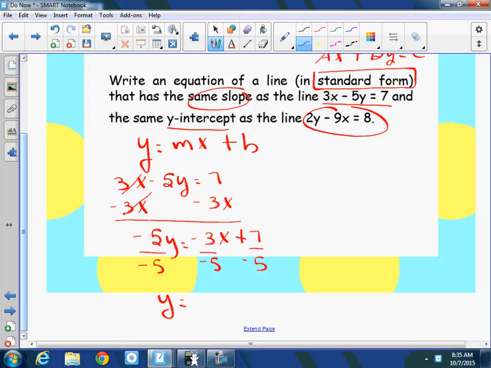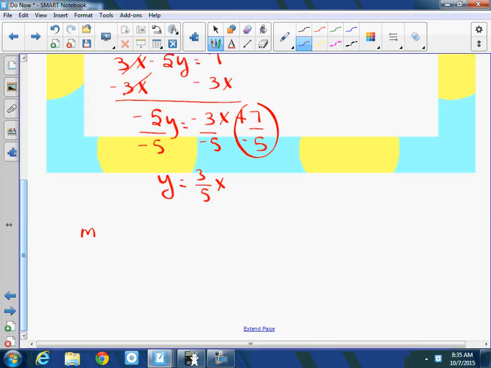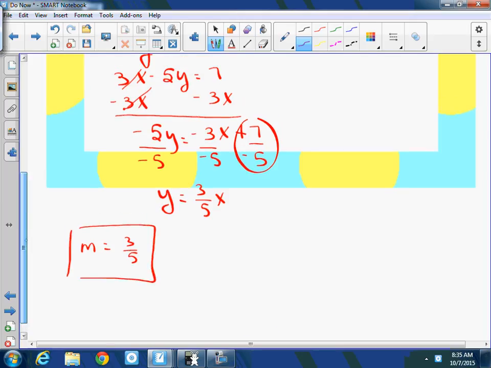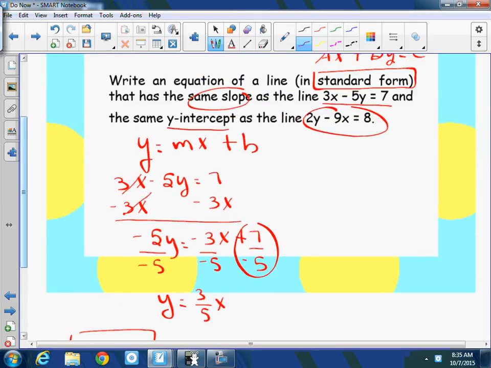Okay, and what's a negative divided by a negative? Positive. And I don't even need to do anything with that, because all I want from this one is the slope, right? So I know that my equation has to have a slope of what? 3/5. Okay, so I want m equals 3/5. Now I'm going to do the other one for the y-intercept. Same thing, right?